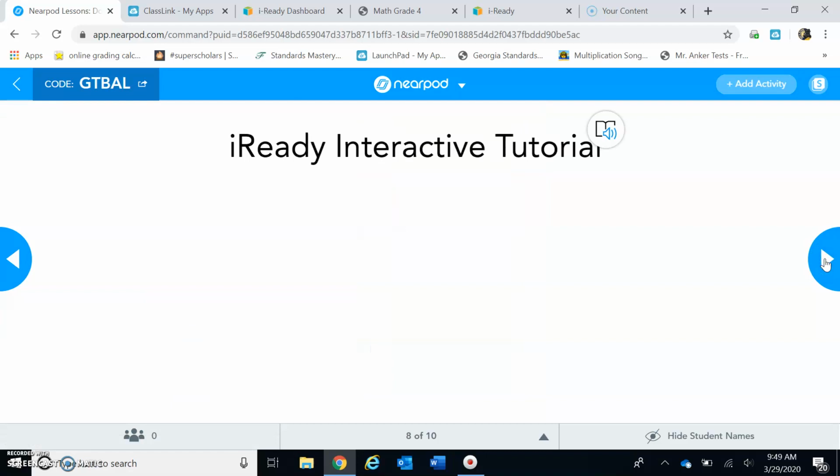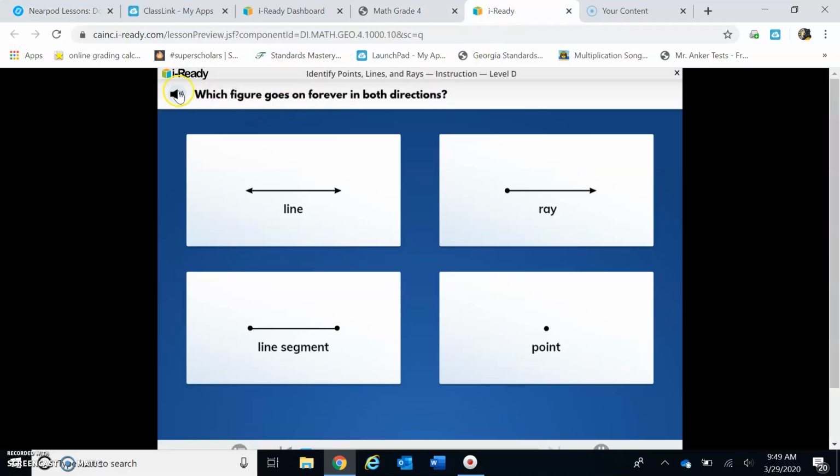All right, so let's do some iRated interactive tutorial. And you guys are very familiar with this. We do it in class all the time. So let's look and see. I have a little quick game. Which figure goes on forever in both directions? Ooh, I already know this. We know that this line has an arrow on both ends, which means it's going to continue to keep going on and on forever. So I know that's a line.